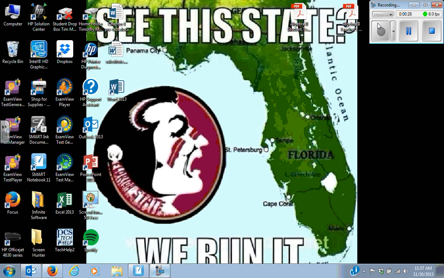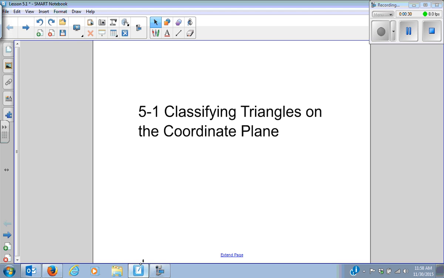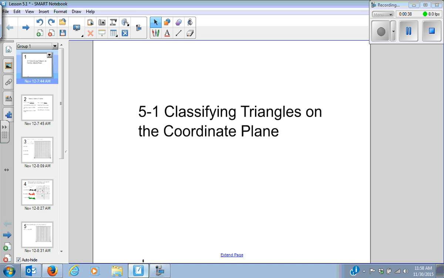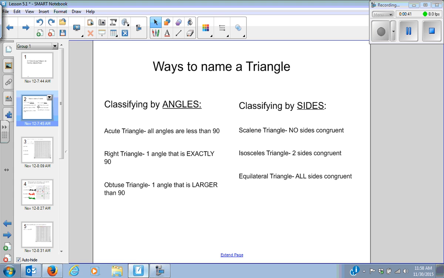But here we go into some math. We are going to be covering 5.1. It's kind of what we talked about in class today. Classifying triangles on a coordinate plane. I'm just going to go over this real quick.